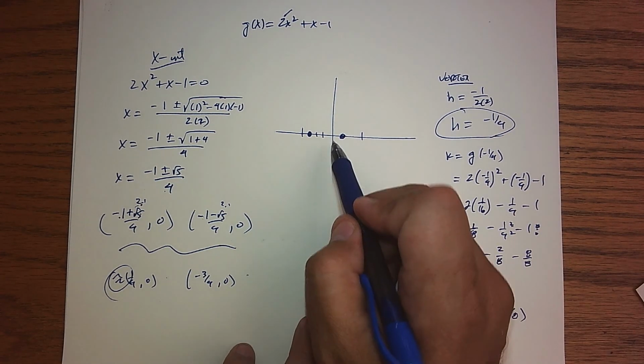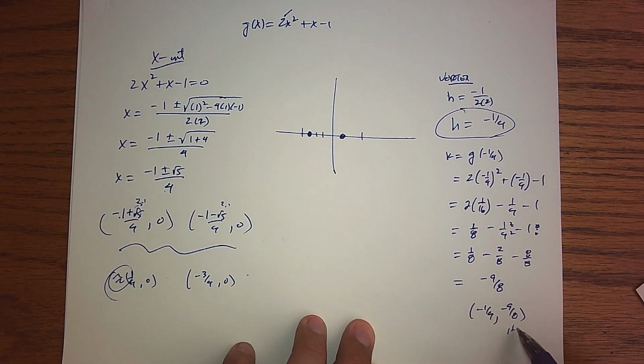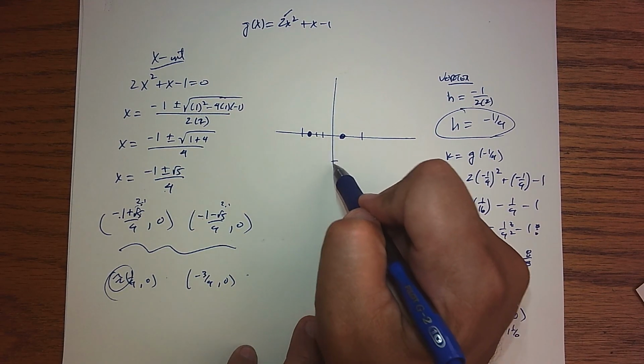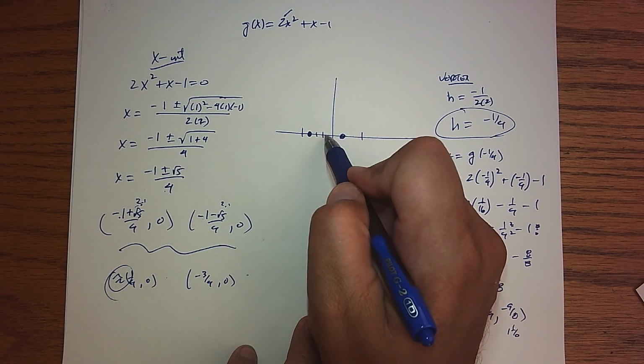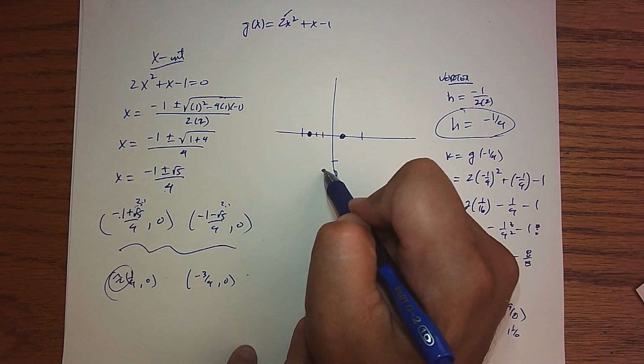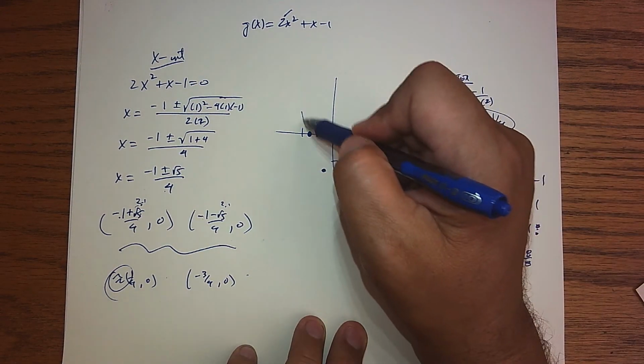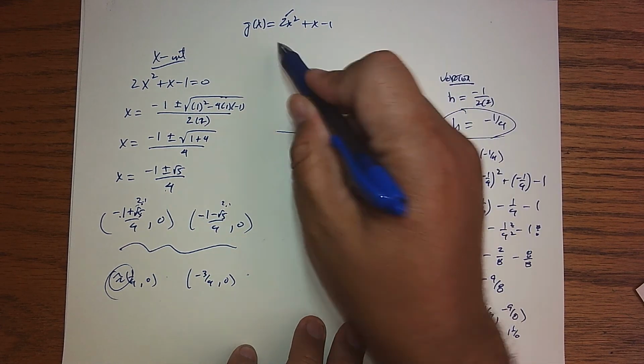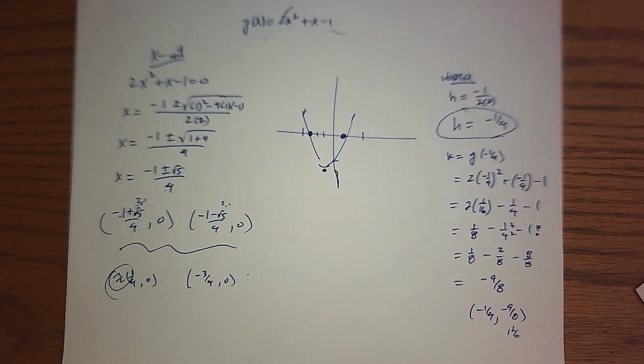So negative 1/4, and this is about negative 1 1/8, which is pretty small. So about negative 1/4, negative 1 1/8. So there's where the vertex roughly is at. And so now we can basically sketch the parabola 2x squared plus x minus 1.